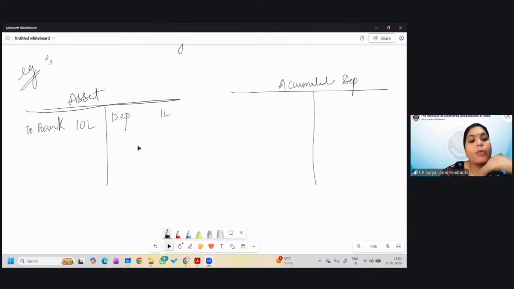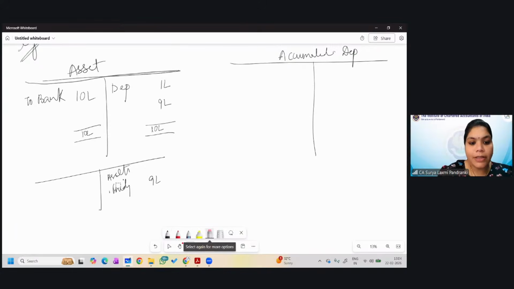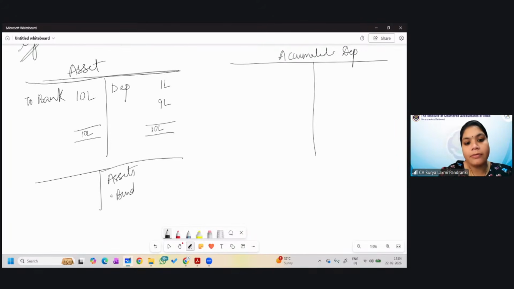Now, after 1 year, what is the balance you have in your account? 9 lakhs. Yes, 9 lakhs is the balance you have in your account. So, when you're showing your balance sheet, what is happening in your balance sheet? On the asset side, you have building, which is having a value of 9 lakhs. Okay, this is the presentation. Assets you have: building, which is 9 lakhs.